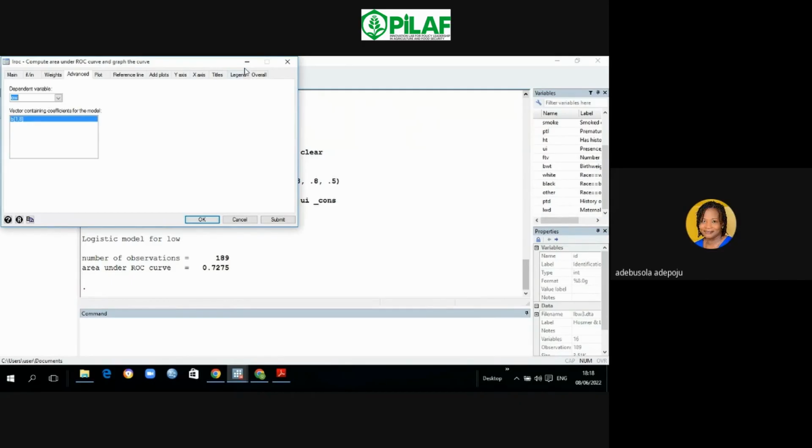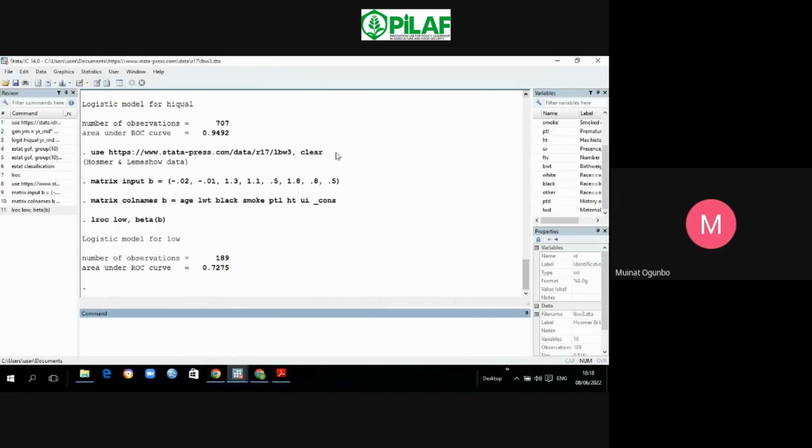So now if you submit, you will see the graph. And then you can also see the command. That is lroc low, comma, beta B. And the area under the curve for this one is 0.7275. So you can still conclude that it has good predictive power. It's more than 0.5. It has good predictive power.